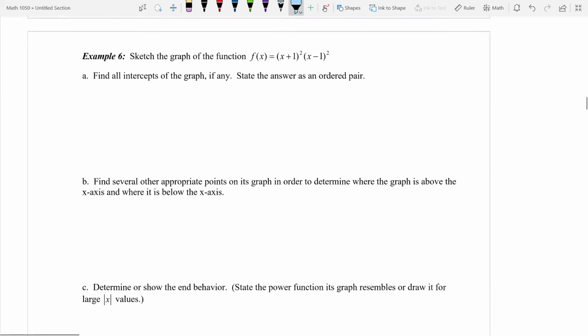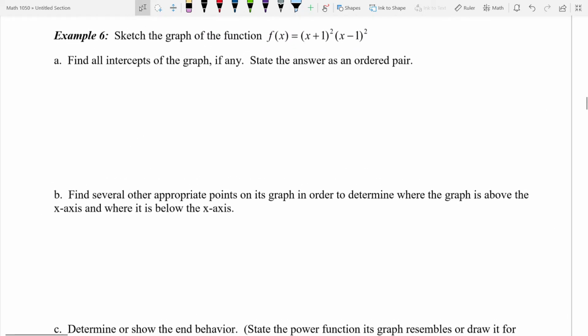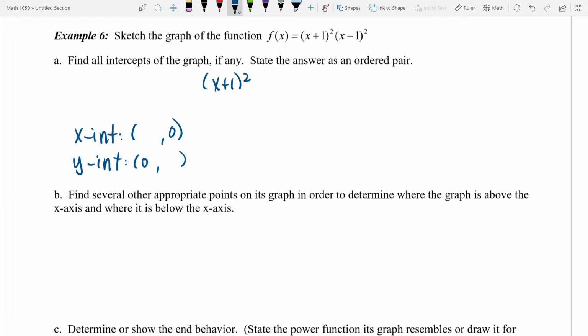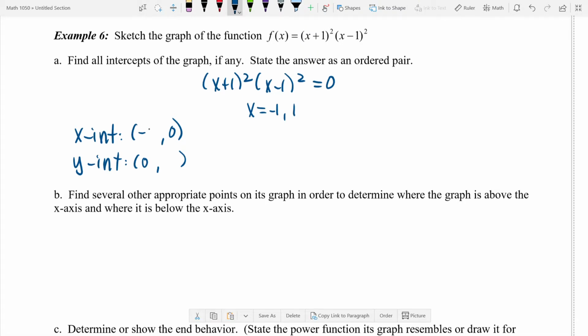Okay, here we go with question number 6, same thing. Find all the intercepts: x-intercepts, y-intercepts. To find the x-intercept, let y be 0. To find the y-intercept, let x be 0. So let's let y be 0. Everybody go (x + 1) squared times (x - 1) squared is equal to 0. That gives me x equals -1 and x equals +1. So my x-intercepts are (-1, 0) and (1, 0).